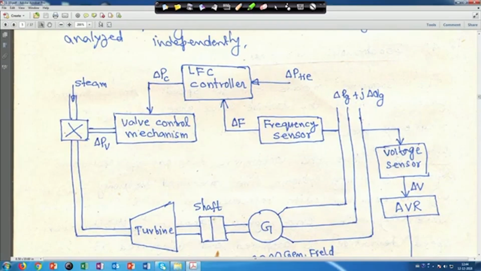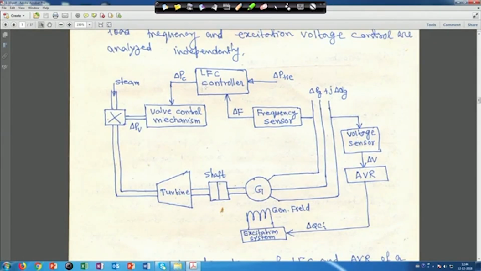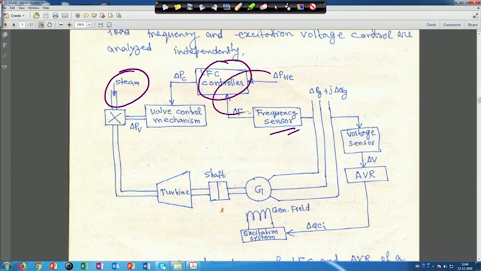Let me reduce its size. If you look at the schematic diagram, we will come to it later. It shows a steam power plant, and one LFC controller, the load frequency controller, is here. It senses the frequency from here, a frequency sensor is there, and the combination of delta F and delta P tie is taken. How it is taken we will see at the end, and the output is delta P c.